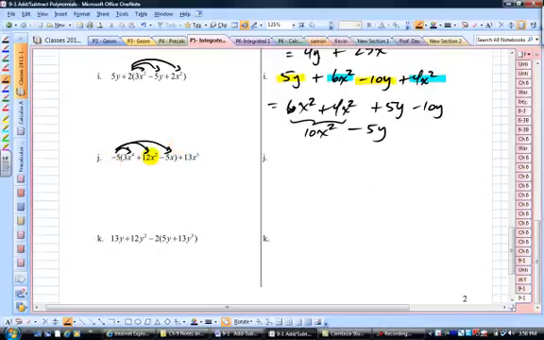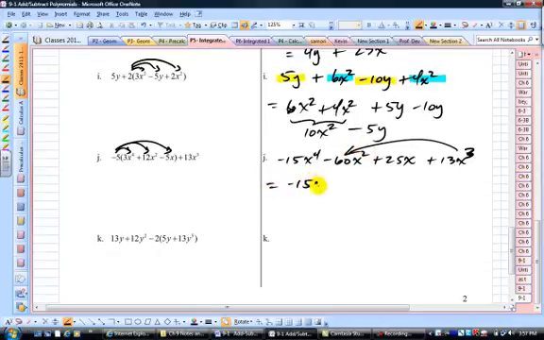So negative 5 times 3 is negative 15x to the 4th. Negative 5 times 12 is negative 60x squared. Negative 5 times negative 5x is positive 25x. And then I've got that 13x cubed remaining. It's a cubed here. Okay? So what do we have? This cubic term needs to be up in the middle here. Okay, so reorder, we get negative 15x to the 4th plus 13x cubed minus 60x squared plus 25x.